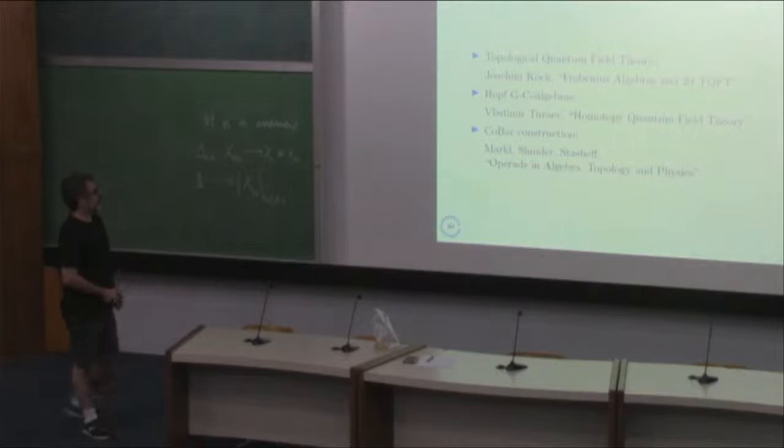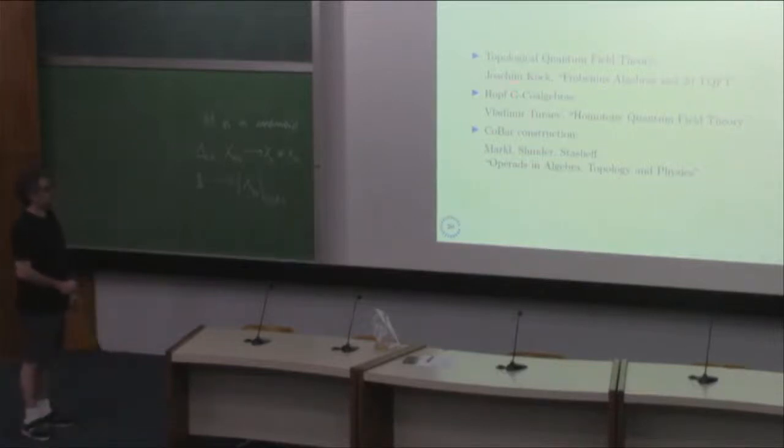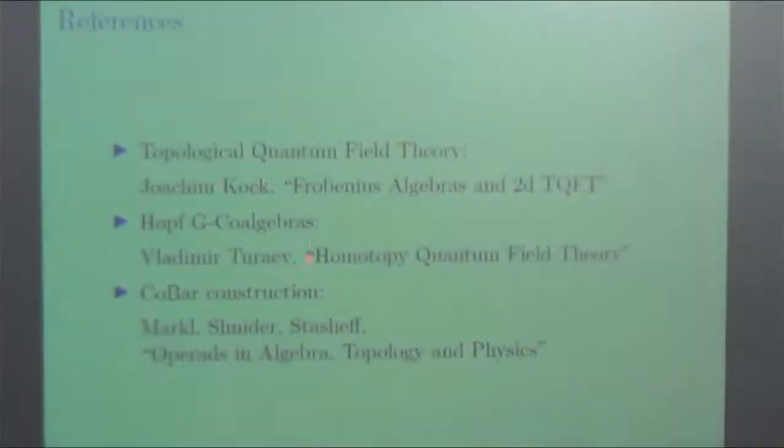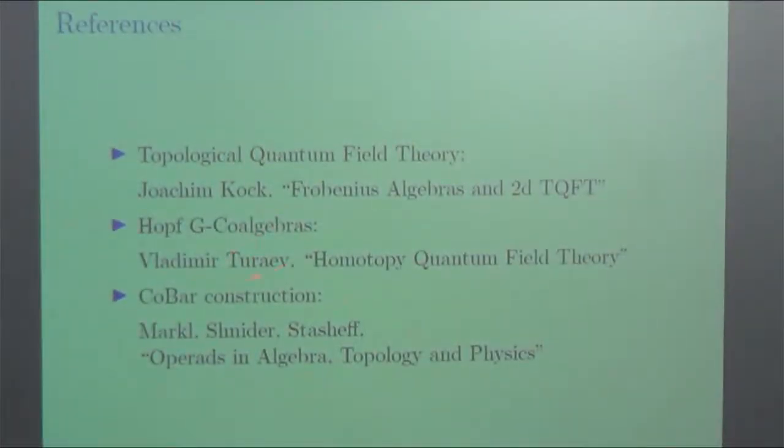Okay, so here are the references. If you are interested in topological quantum field theory, I suggest you read Joachim Kock. This is the introduction, but it's just for those who have never seen this and are interested. So this is the book. If you want to read more about Hopf G-coalgebras, this again is a book. You look for Vladimir Turaev, and he has this book. And if you want to read more about the cobar construction, the book is this one, Markl, Shnider, and Stasheff.